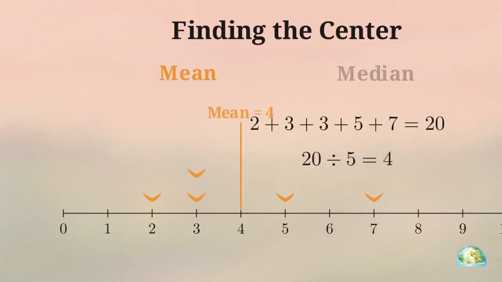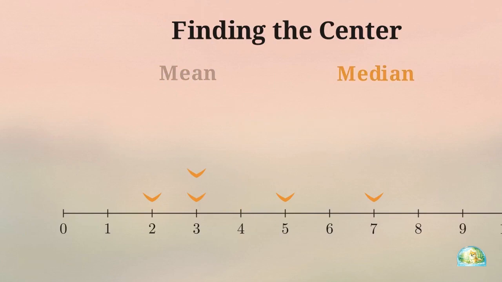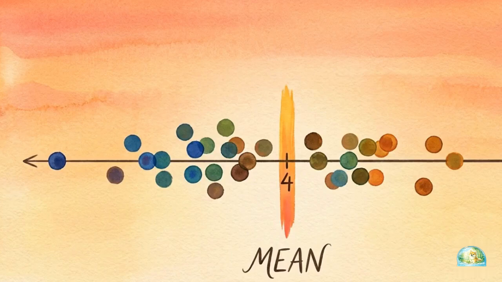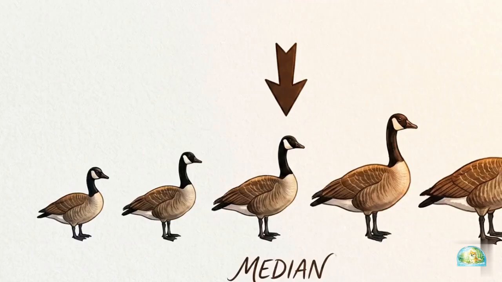The median requires a completely different approach. We ignore the sum entirely. Instead, we arrange the data in strict numerical order and locate the physical middle. In this list, the exact middle value is 3. For this dataset, the mean is 4 and the median is 3. Both numbers describe the center, but they do it differently. The mean balances the overall mathematical weight of the data, while the median finds the exact positional center. They are two distinct ways to summarize the same group.